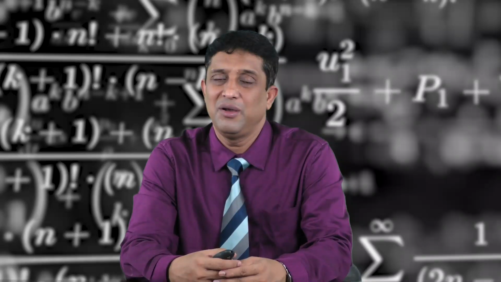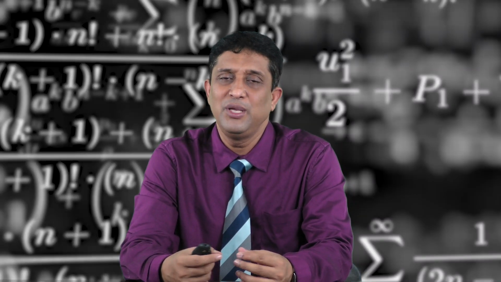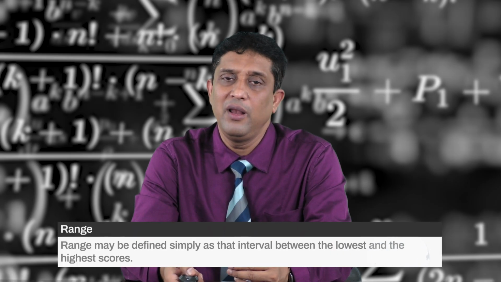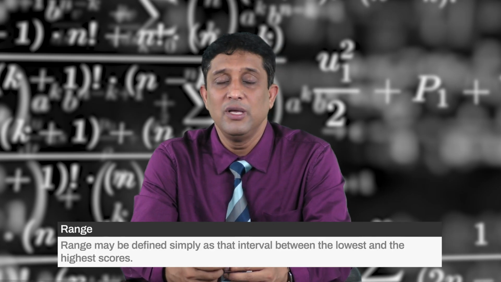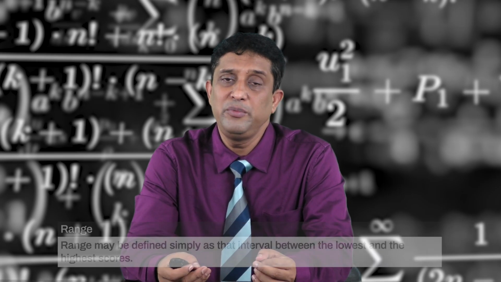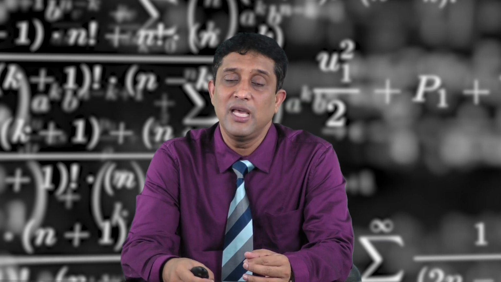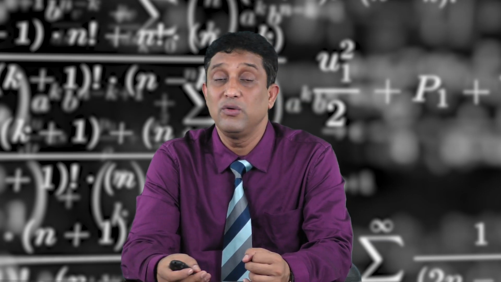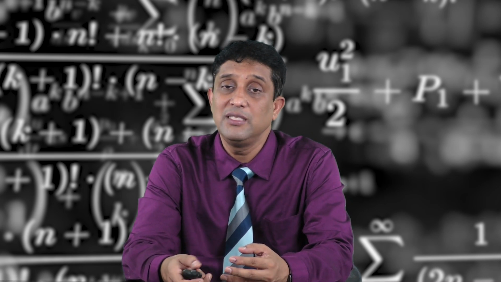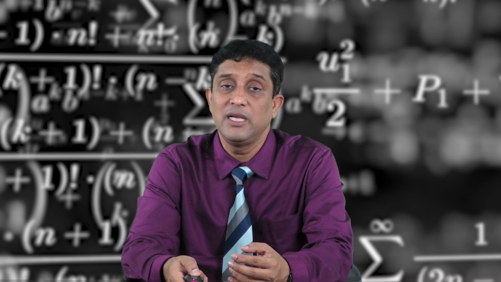Now let us focus upon range. So here I will not take much of your time to discuss range. Range may be defined as simply the interval between the lowest and the highest score. Let there be a distribution of 40 students, and in that distribution, let one high score be there and the lowest score be there. Among the individual scores, how can you calculate the range? It is the interval between the lowest and the highest score.